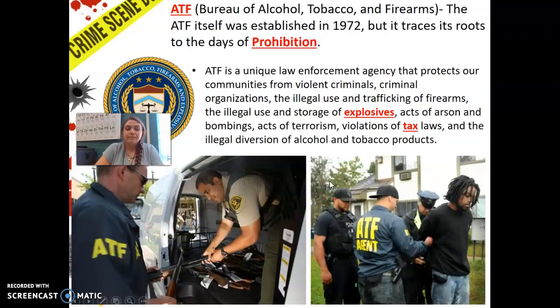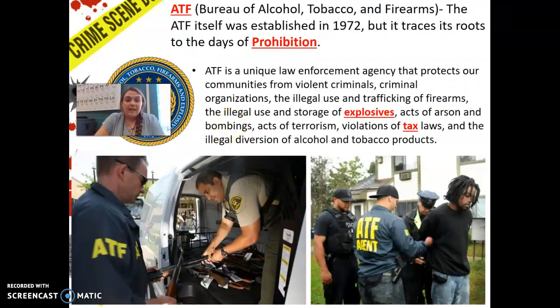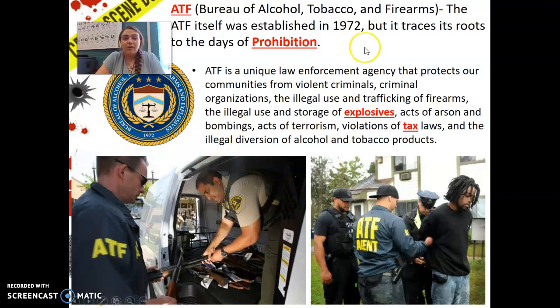Then there's the ATF. The Bureau of Alcohol, Tobacco, and Firearms. That's what the ATF stands for. They would handle any cases that have to deal with alcohol, tobacco, or firearms that are bigger cases. Again, the smaller ones are always going to be regular cops. The ATF itself was established in 1972, but it traces its roots back to the Prohibition times.